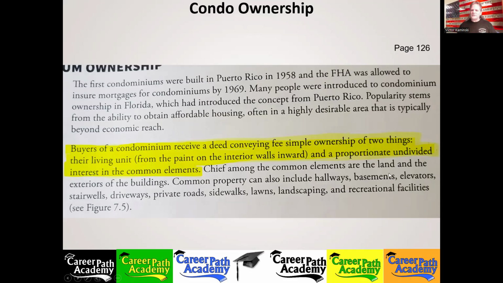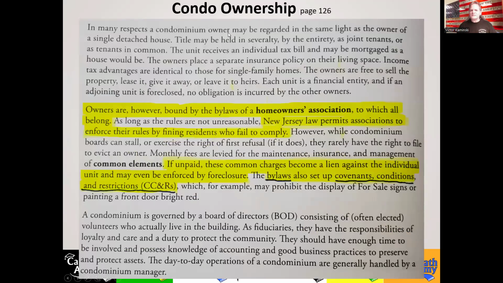And chief among those elements are the land that it's sitting on, the exterior of the buildings. Common property can also include hallways, basements, elevators, driveways, stairwells, private roads, sidewalks, lawns, landscaping, and those recreational facilities. In many respects, condo ownership can be regarded in the same light as a single detached house. Title could be held in severalty, by the entirety, as joint tenants or tenants in common. The unit receives an individual tax bill and may be mortgaged like a house would be.